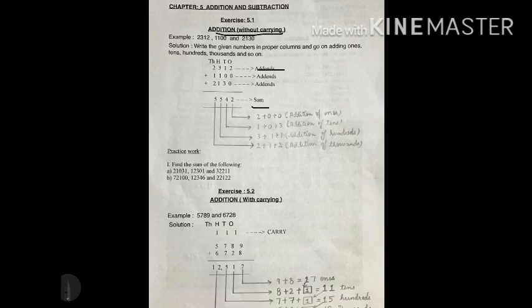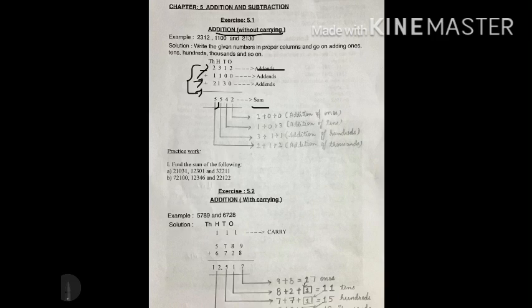Now the numbers which we are adding, can you see here? We are adding three numbers. First number is 2312, second is 1100, and third is 2130. All these three numbers are called addends. That means numbers to be added are called addends. And the result of addition is called sum. So what is the result here? 5542 is the result of addition, which is called sum.